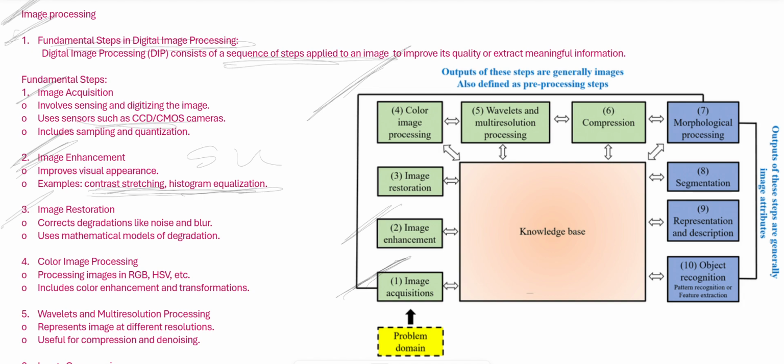What is color image processing? Dealing with images that contain color information, like RGB and HSV images. It includes color enhancement and transformation. We'll be improving the color, or transforming the colors, like RGB to HSV, HSV to RGB. These operations we'll be doing in color image processing.